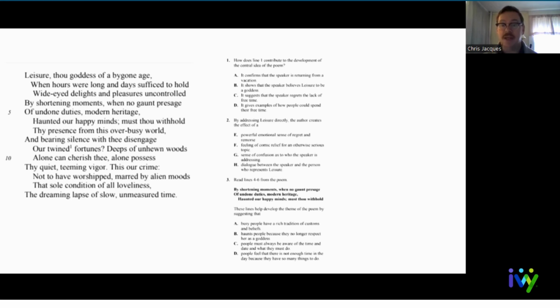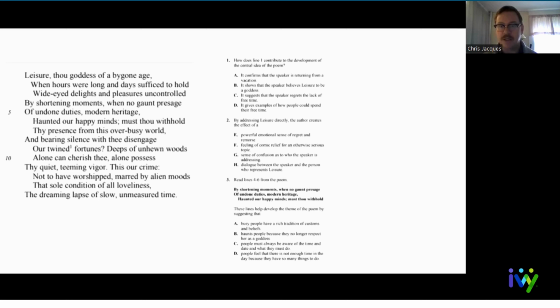This third one, C, suggests that the speaker regrets the lack of free time. Well, what's another word, or set of words, for lack of free time? It may be that leisure has gone by. And so that is our correct answer. If we look at D, we can discard that pretty easily. It gives examples of how people could spend their free time. We don't get any of that there.